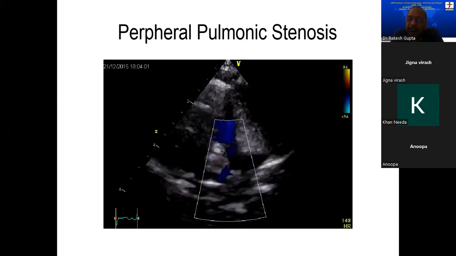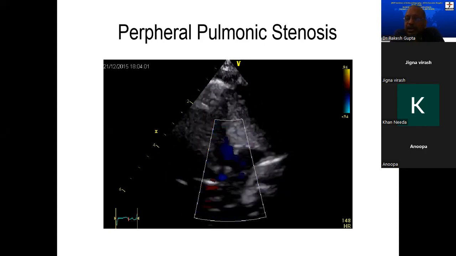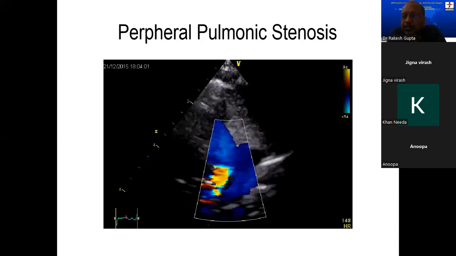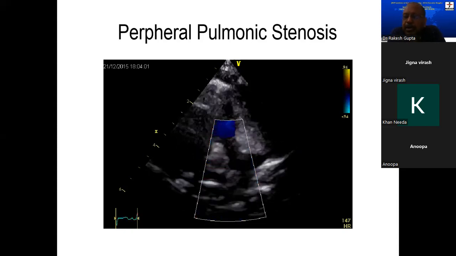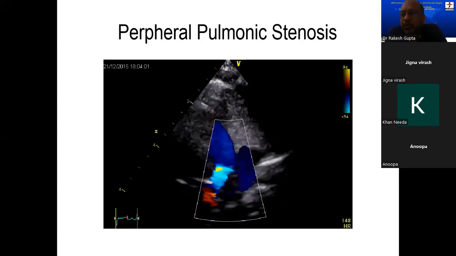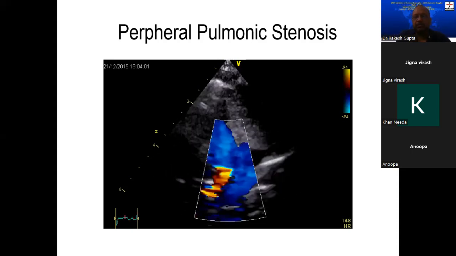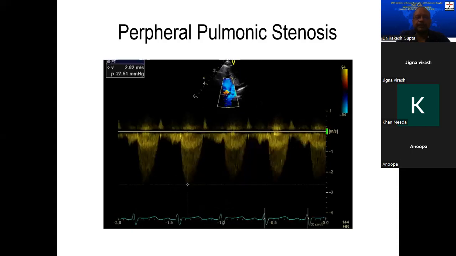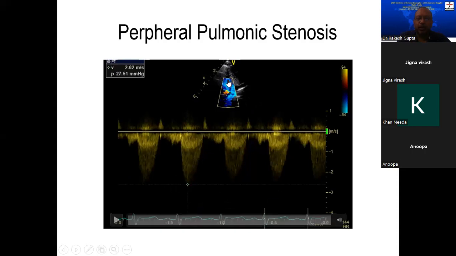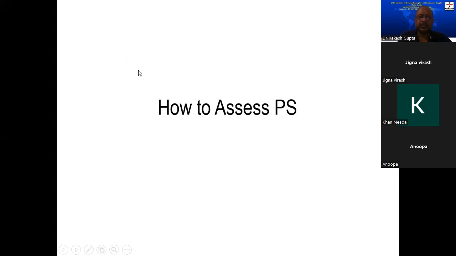So remember, if you have a patient with primary pulmonary artery hypertension, you must exclude pulmonic artery pathology before you label them as PPHN or primary pulmonary artery hypertension. The gradients at the pulmonic valve would be normal, but if you take your sample volume at this particular place in the right pulmonic artery, you may find a gradient that is not very high, 2.6 meters per second.